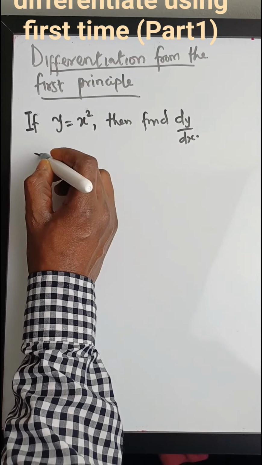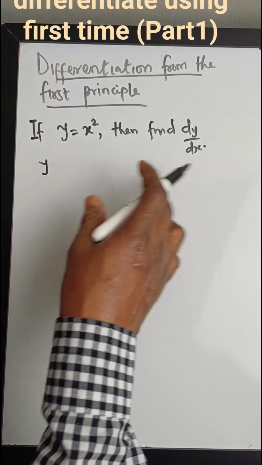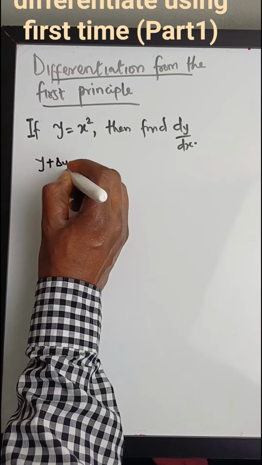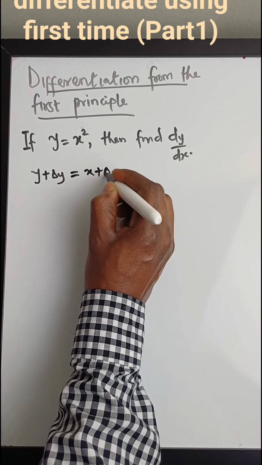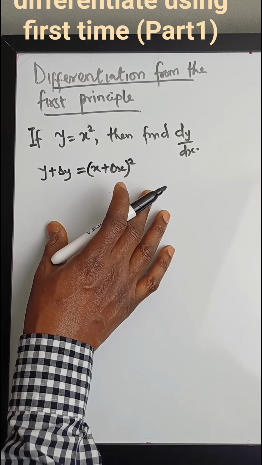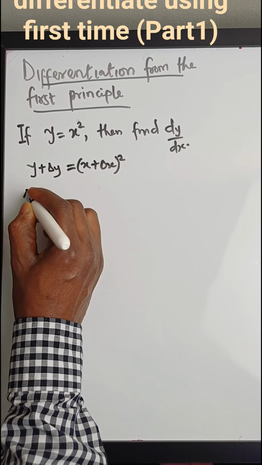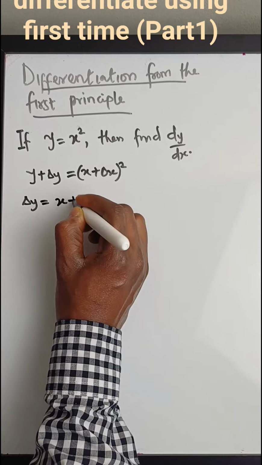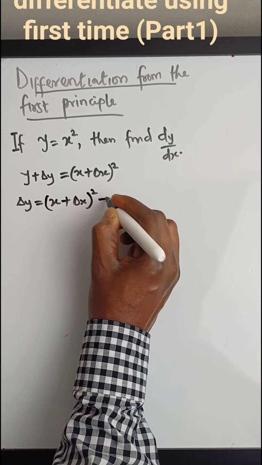So the first thing you need to do is to add change in y to y and change in x to x. So add Δy to y, then add Δx to x. Then the second thing you need to do here is to make Δy the subject. So Δy equals (x plus Δx) all squared minus y.